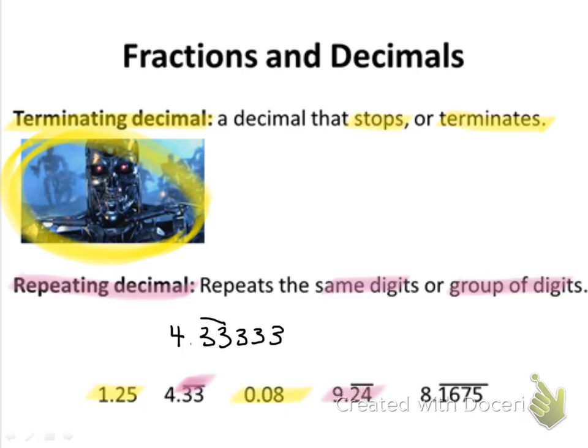Another example is 9 and 24 hundredths. It repeats forever too, and 8 and 1,675 ten-thousandths is also an example of a repeating decimal.